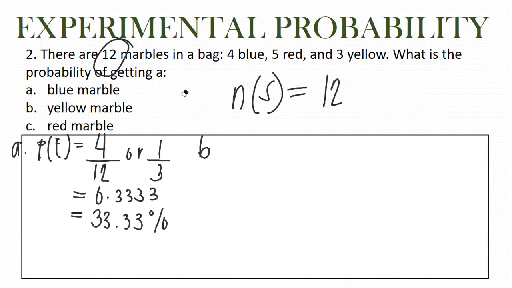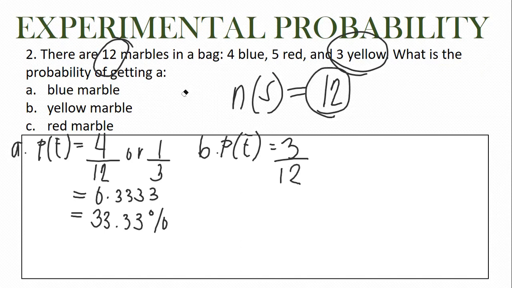Next, what is the probability of getting a yellow marble? Ilan ang yellow marble natin? 3. So, sulat nyo lang. P of E is equal to 3 yellow marble. 3 over yung sample space, 12. Yan. Tapos, kung meron pang lowest term, i-lowest term natin. So, meron pa yan. We have 1/4 or 0.25 kapag ka dinivide nyo or 25%.